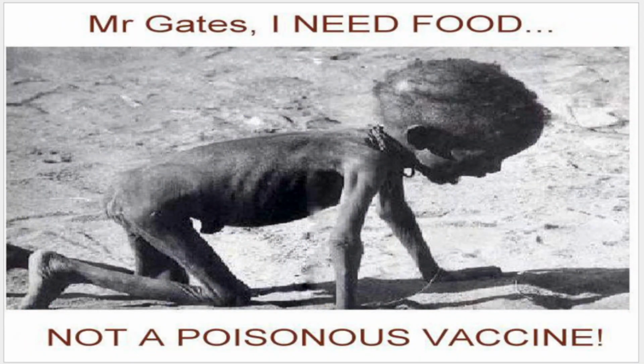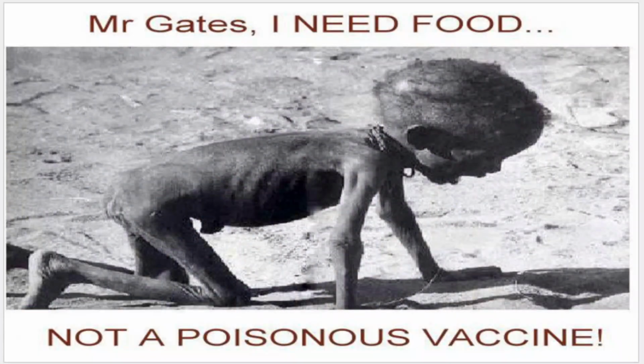And it's similar to what happened in the wilderness. Diseases of starvation and drought and poor sanitation are treated with poisonous substances. That is why this picture on your screen perfectly describes what Bill Gates is doing. This child needs food and water, not a poisonous vaccine.